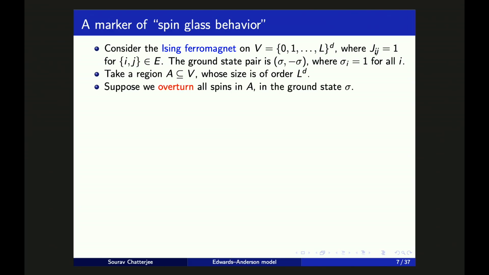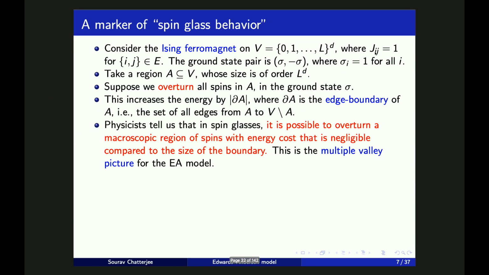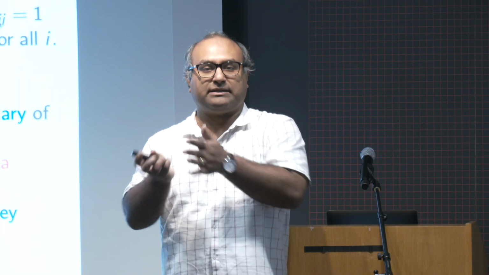So suppose you overturn all the spins in A in some ground state. So in one of these two ground states, you take the ground state spins and you overturn everything in this region. How much is the increase in energy? Because if you overturn a region, you're going to get something which has higher energy. The increase is exactly equal to the size of the edge boundary, the set of all edges from A to A complement. Okay, so that's the increase in energy. Now, what the physicists tell us is that in spin glasses, it's possible to overturn a macroscopic region of spins with an energy cost that is negligible compared to the size of the boundary. So this is the multiple valley picture. So you will have near ground states which differ in energy by much less than what you would typically expect in the Ising model. So in the Ising model, you cannot do this.